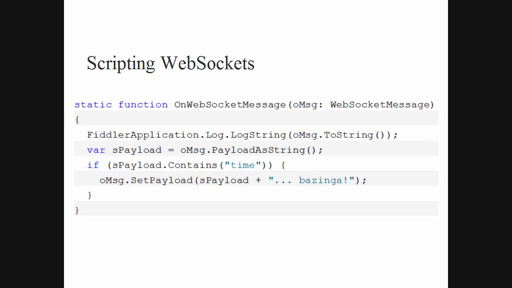Here's my sample application. I threw it in the log tab just for fun. But also I say, take the payload as if it were a string. If it contains TIME, then set the payload to be the payload plus the trailing string, bazinga. And this happens on both inbound and outbound messages. But the WebSocket message object has an inbound property, so you can determine whether or not it's going in or out.